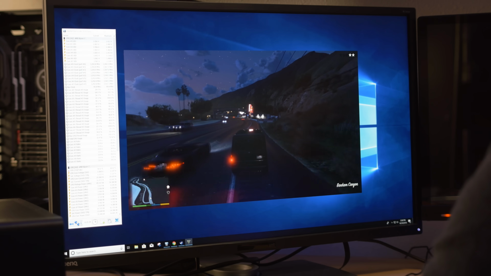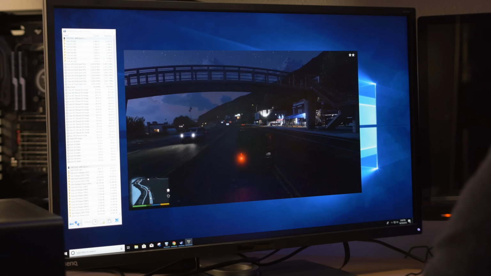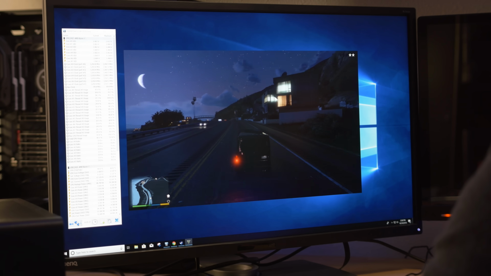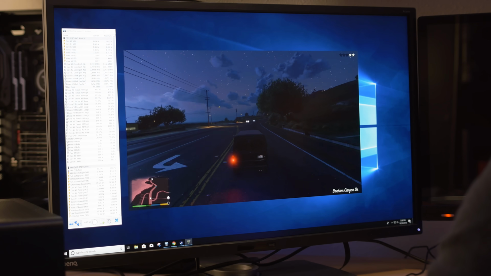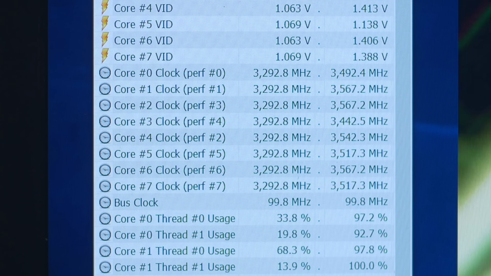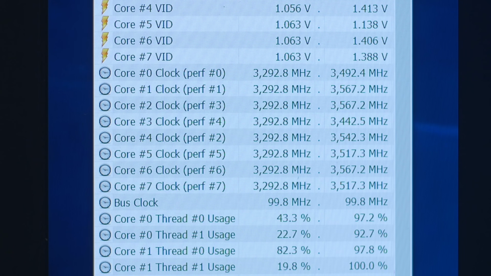All right, so we've got our 2700 non-X installed now, running GTA 5 for about 15-20 minutes at this point. This is the same game that I used to test CPU temps in part two. I should also mention ambient temps may have changed a degree or two. Bearing that in mind though, we are operating at 3.3 gigahertz on all 8 cores right now, running bone stock on the CPU and the GPU for that matter.